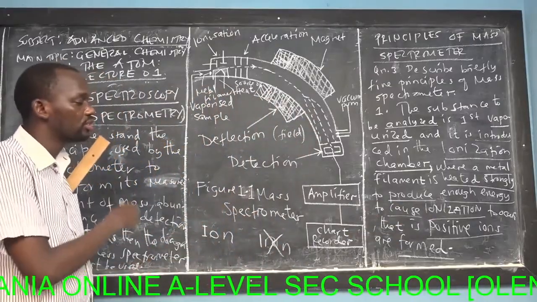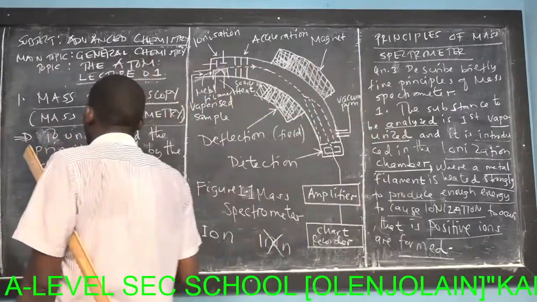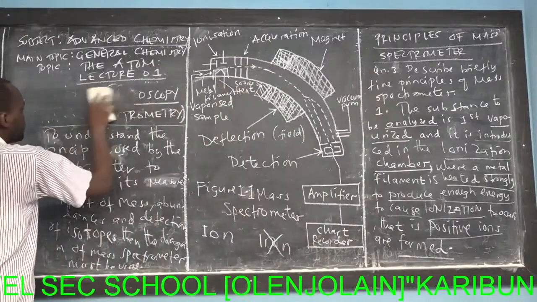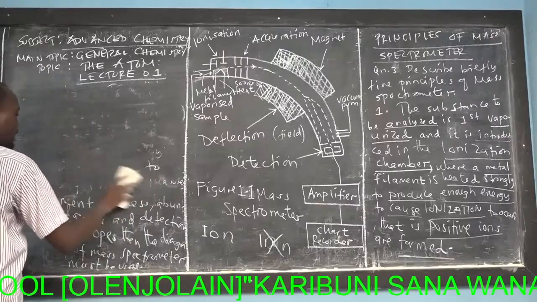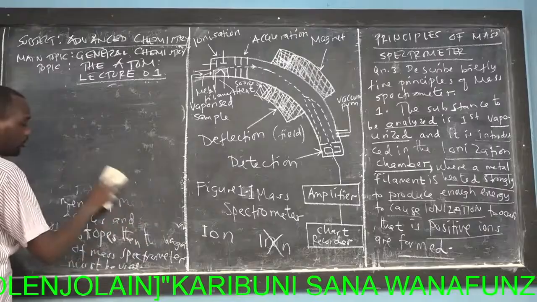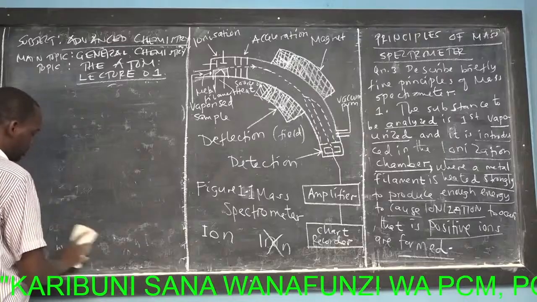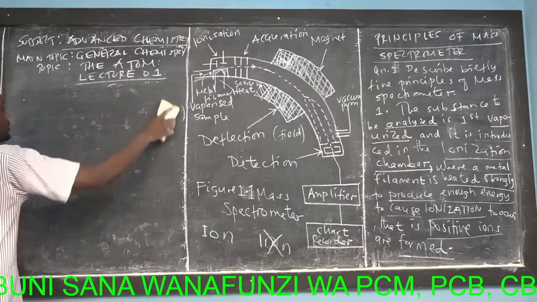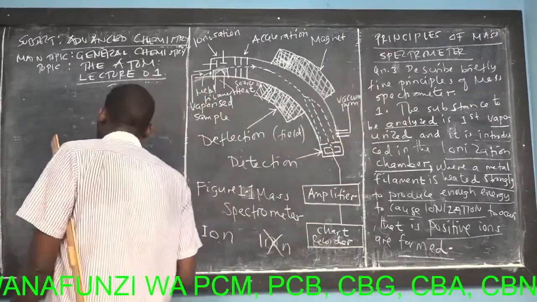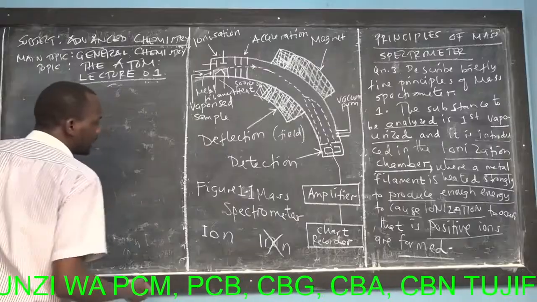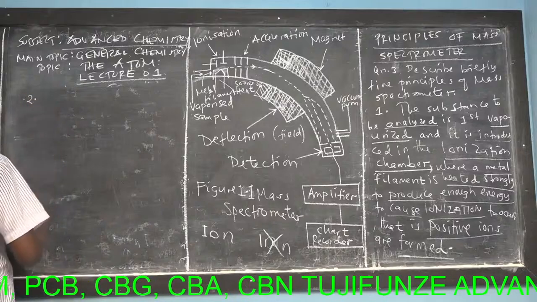Ionization is a process whereby 1 mole of an atom loses 1 electron to form 1 mole of mono positive ion, if it's first ionization energy. By means of ionization energy.